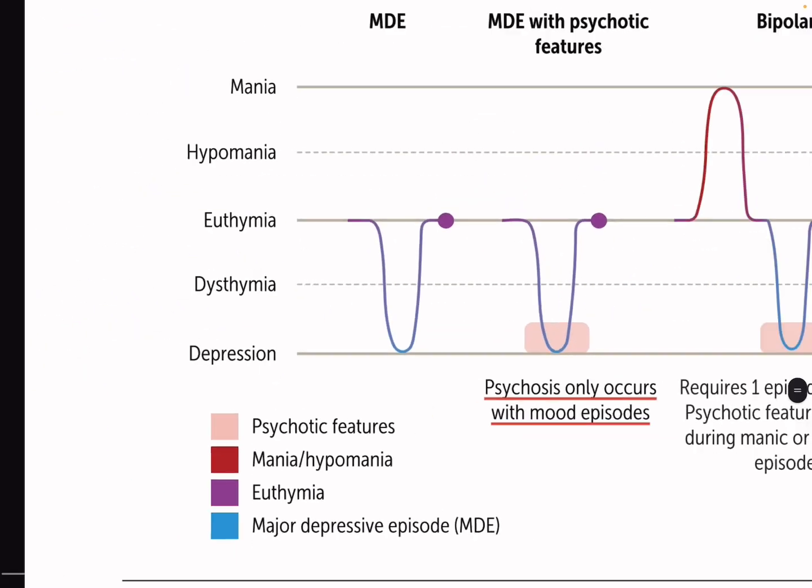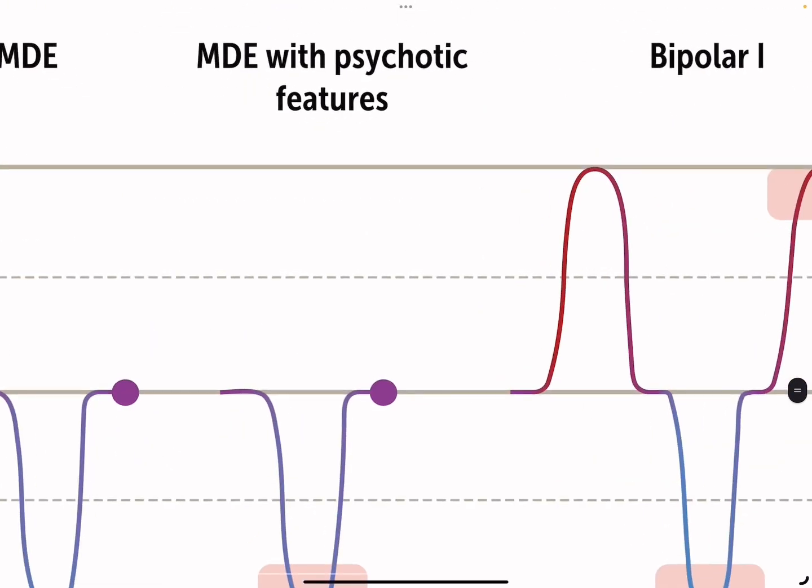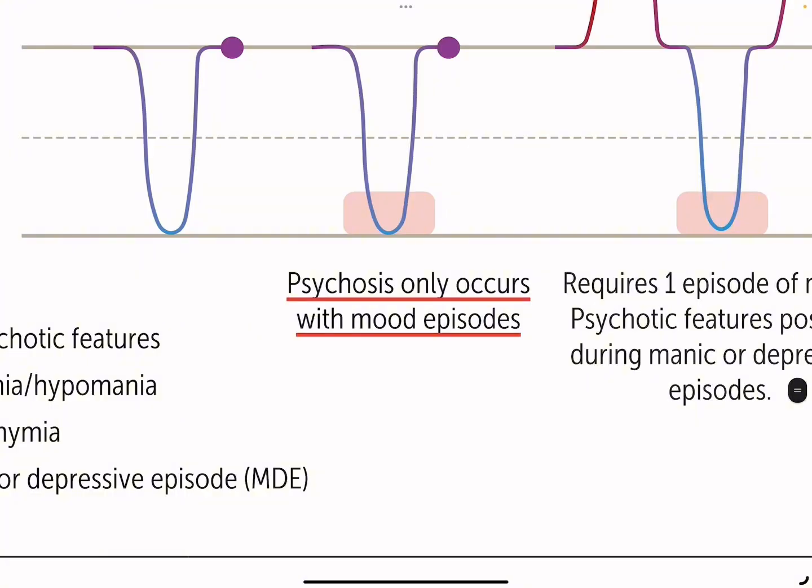Major depression, so to go down to depression. The blue is mania, hypomania, dysthymia, depression. Major depression with psychotic features, and the psychosis only occurs with mood episode.